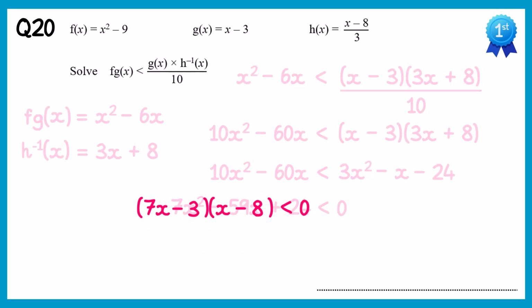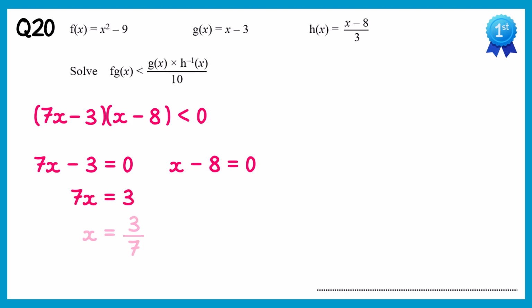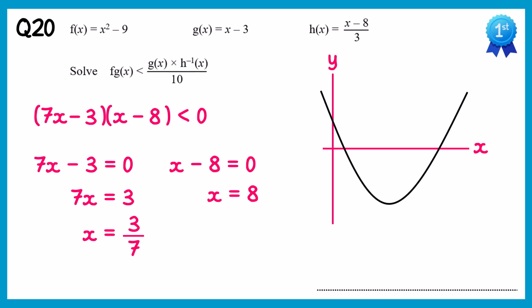We can now take this inequality and consider its critical values. To do this, we imagine that each of the brackets is equal to 0 and solve it. So 7x minus 3 equals 0 and x minus 8 equals 0. To solve the one on the left, we would add 3 to both sides, which is 7x equals 3, and then divide both sides by 7, so x will be 3 over 7. On the right-hand side, we can add 8 to both sides, so x will equal 8. This gives us the two critical values. What this means is if we drew a graph of this, it will end up with a nice quadratic shape, but it will cross the x-axis at these two values, so 3/7 and 8.